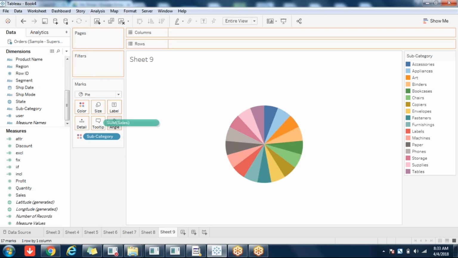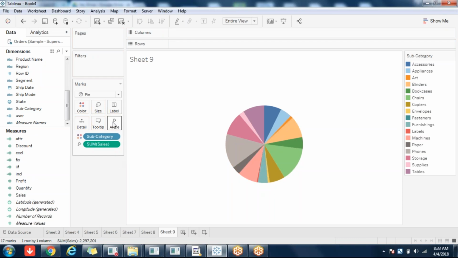Something like this, you just drag and drop in the angle. Angle or size, both are the same, because the arc size is directly proportional to the angle. If you remember your mathematical formula, x by 360 degrees into theta, right? So the arc size is directly proportional to theta. That's how angle and size are both the same here.